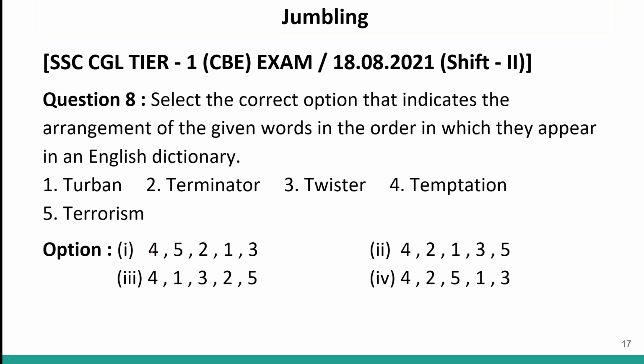Now, question number 8. 5 words are given to us: turban, terminator, twister, temptation, and terrorism. Again, we can see that T is common in each. Correct? So we'll move on to the next letter. Over here we have U, which is positioned at 21. You remember the shortcut for forward ranks, right? It was AJOT.